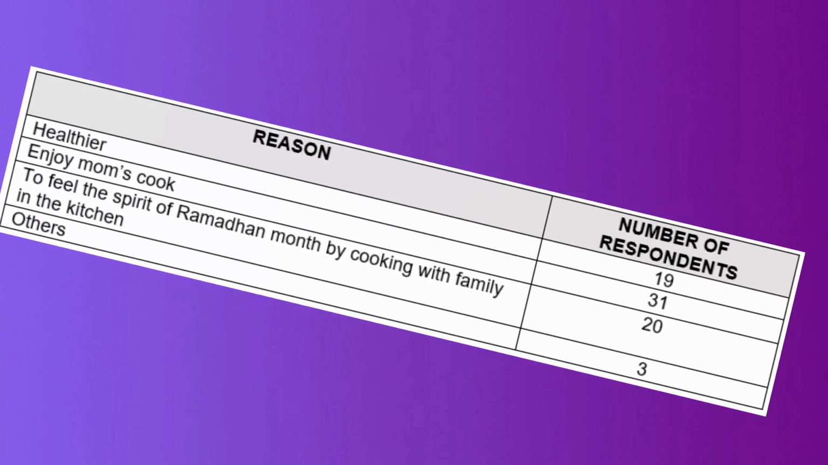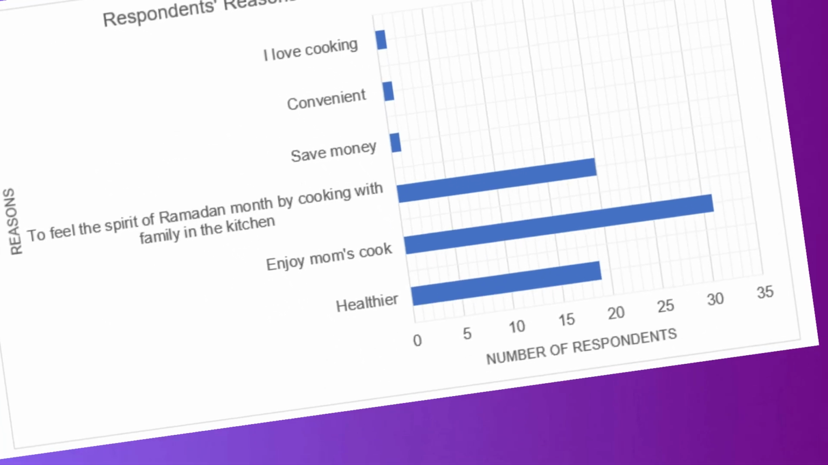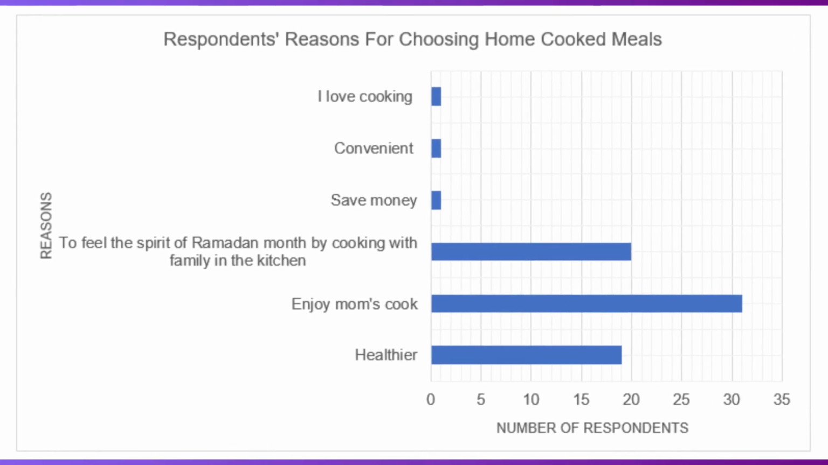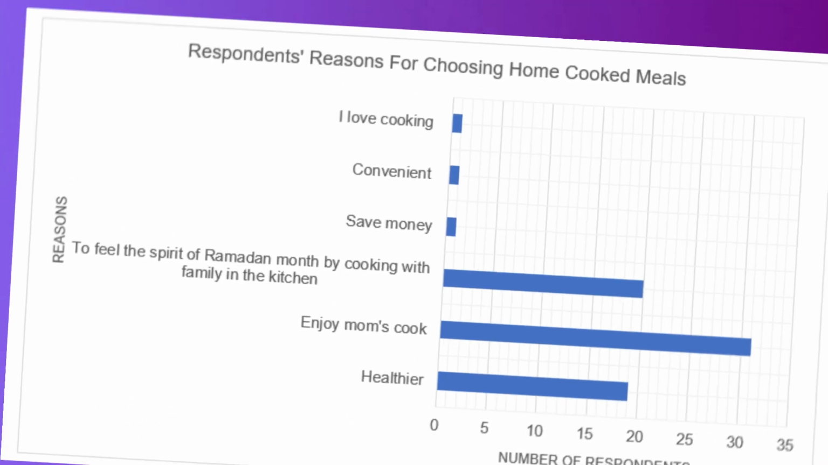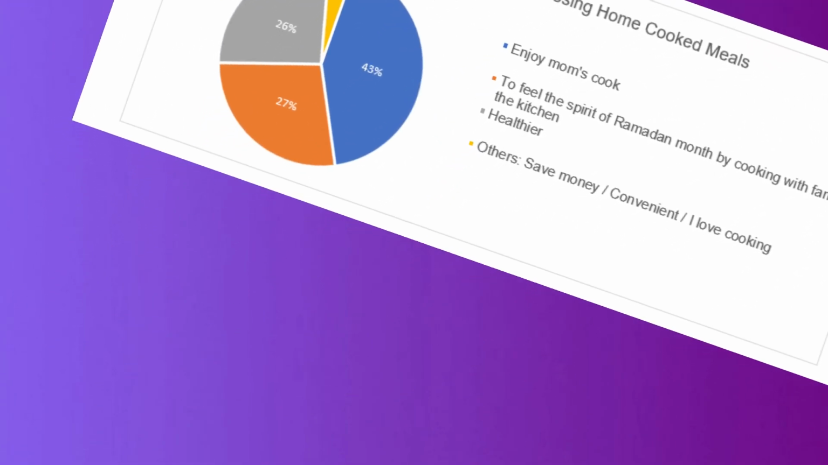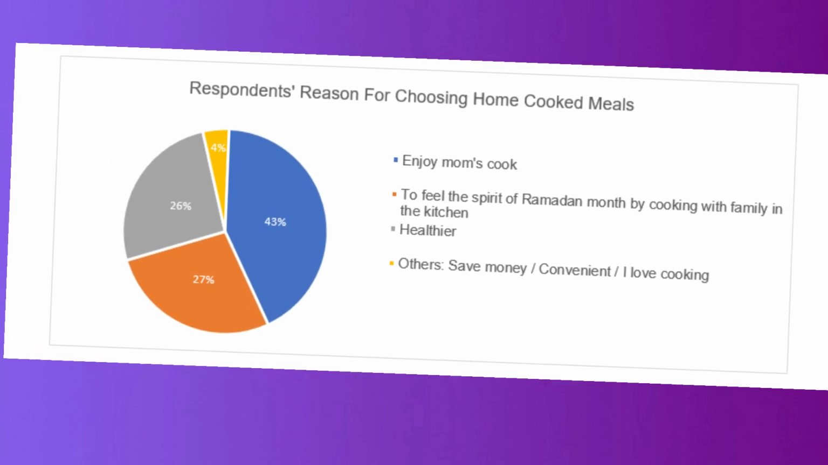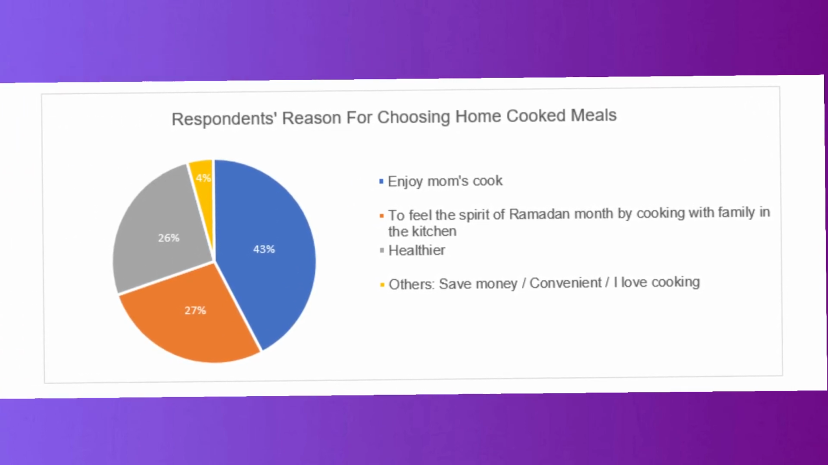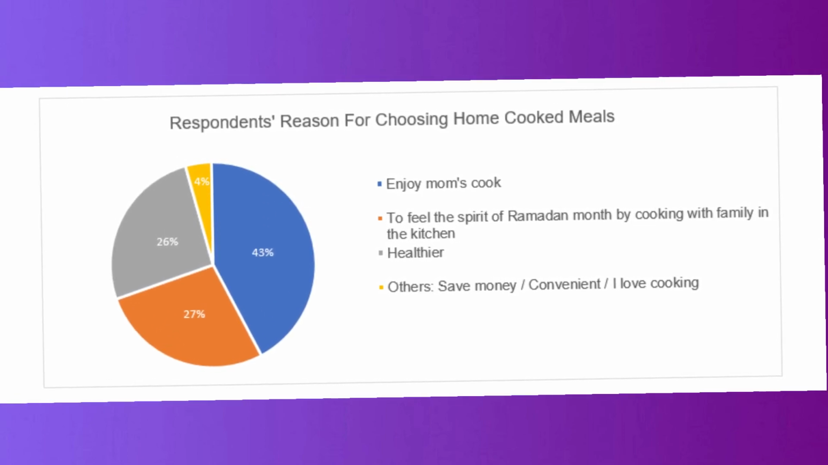The bar chart shows the number of students based on the reasons that they have given. We can conclude from the pie chart that 43% of the students chose that they enjoy their mom's cook. 27% chose to feel the spirit of Ramadan month by cooking with family in the kitchen. 26% of them chose healthier, and the rest 4% chose others, such as save money, convenient, and they love to cook.